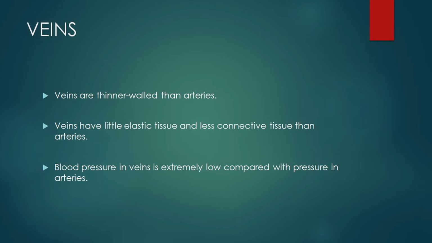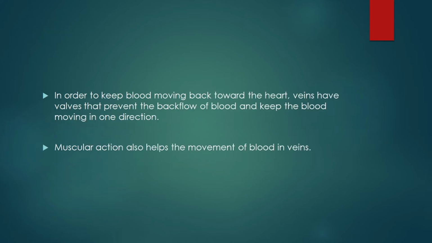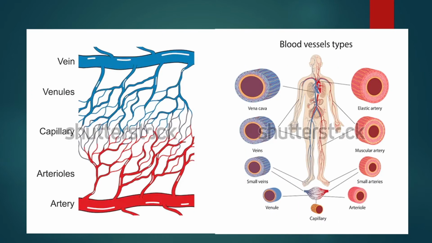Veins have little elastic tissue and less connective tissue than the arteries. Blood pressure in veins is extremely low compared with pressure in arteries. In order to keep blood moving back toward the heart, veins have valves that prevent the backflow of blood and keep the blood moving in one direction. Muscular action also helps the movement of blood in veins.